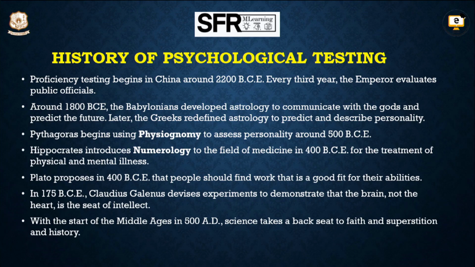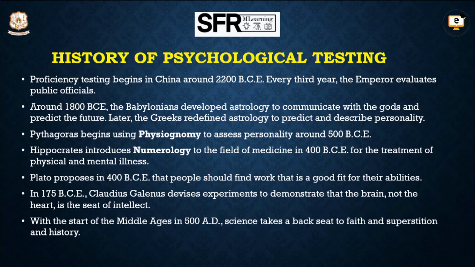Initially people believed that an individual's intellectual functioning happens because of the heart, not the brain. Then came a concept given by Claudius. He spoke about how the heart is not the seat of intelligence or intellect; the brain is actually doing the major part. At that time science was overshadowed by faith and superstitions, and there came a time when spiritual and metaphysical energy was transformed into the empirical and the scientific.